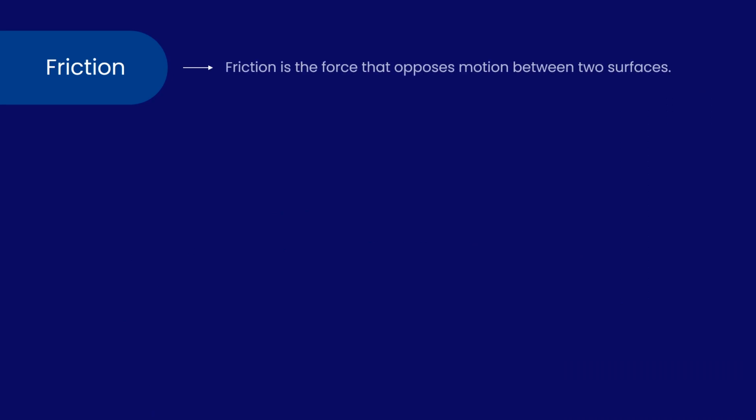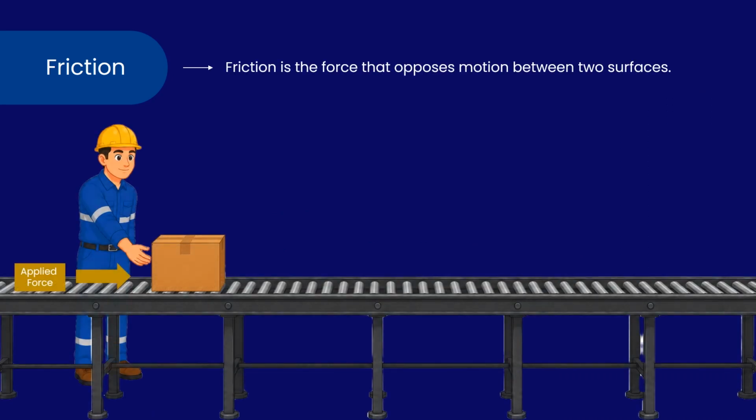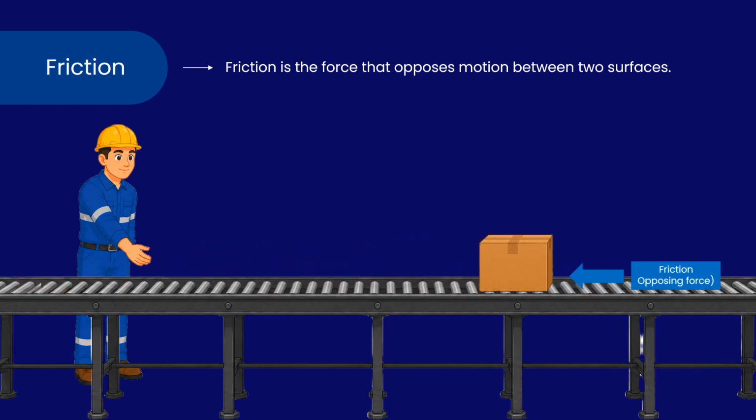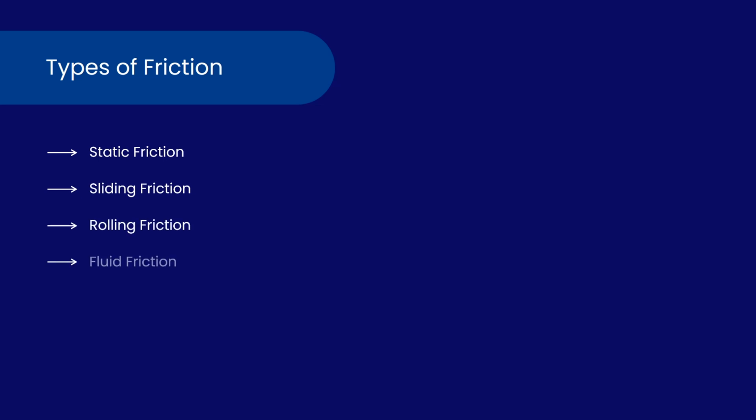Friction is the force that opposes motion between two surfaces in contact. See here, the worker pushes the box along the conveyor belt, but friction acts in the opposite direction, resisting the motion. Without friction, everyday activities like walking, writing, and driving would not be possible. There are four main types of friction: static friction, sliding friction, rolling friction, and fluid friction. Each type acts under different conditions and affects the motion differently.